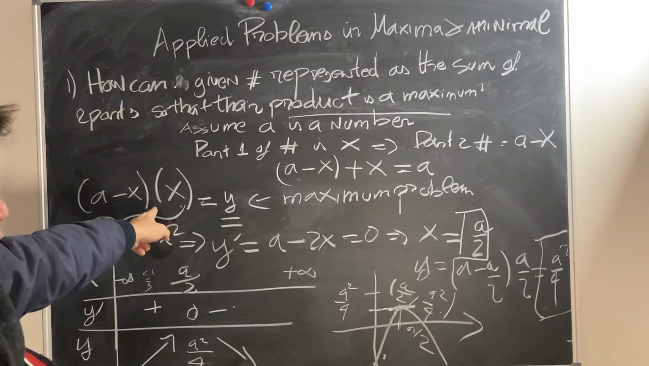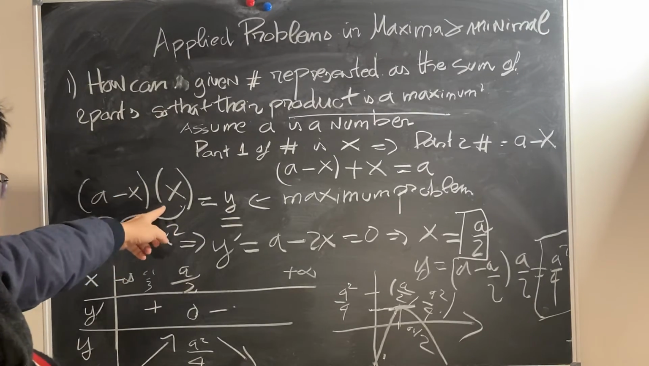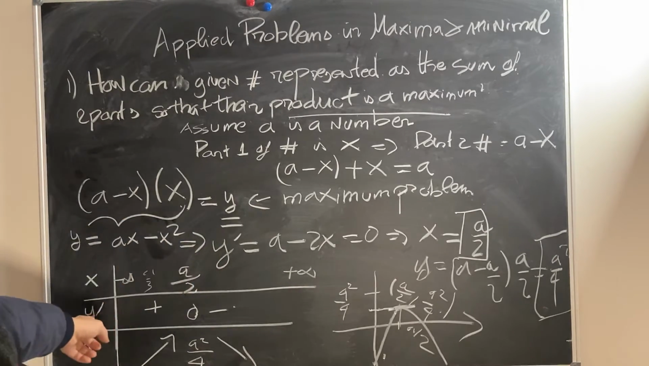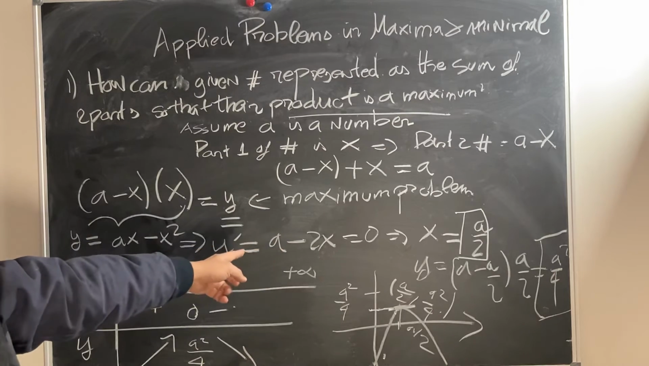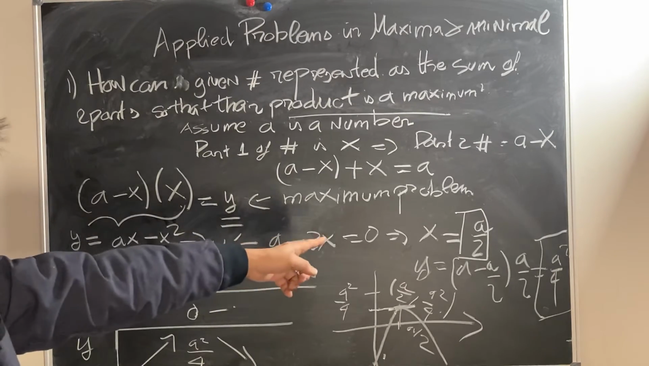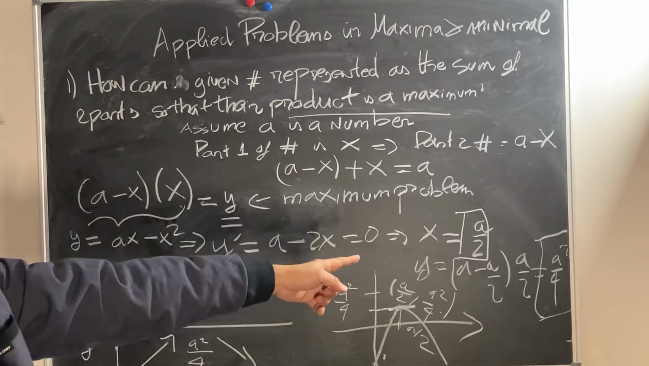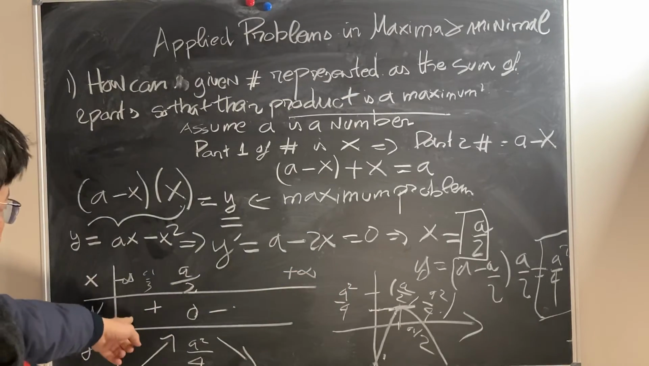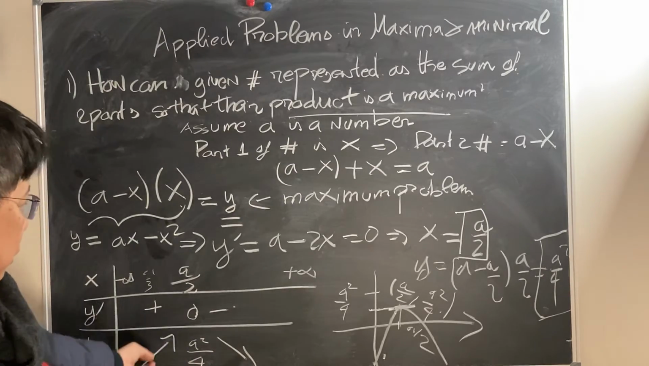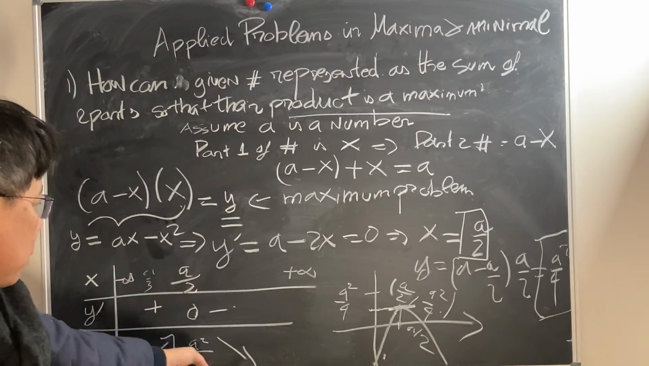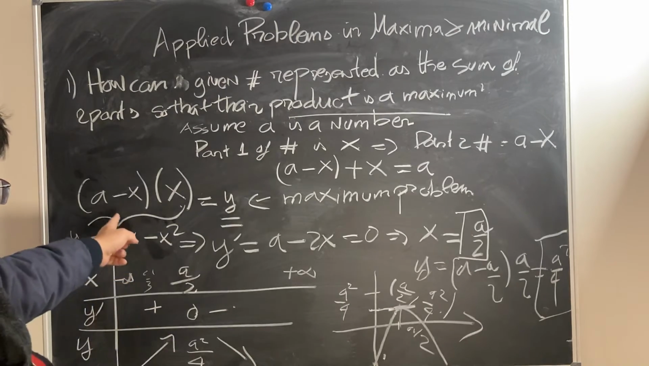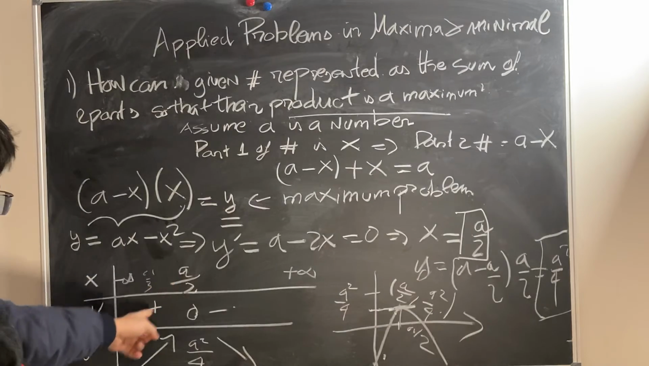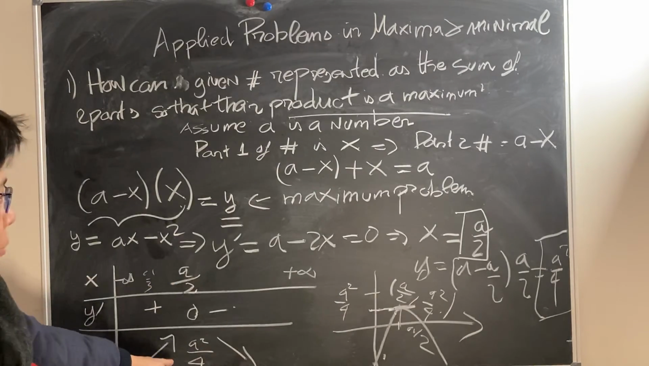Then you find the maximum or minimum of this by taking the first derivative and setting it equal to 0. When it equals 0, you solve for x. You get x equal a over 2 and y equal a squared over 4, and then you draw the table. You draw the graph, and you see that's the maximum, not the minimum. So this equation has the maximum at x equal a over 2 and y equal a squared over 4.